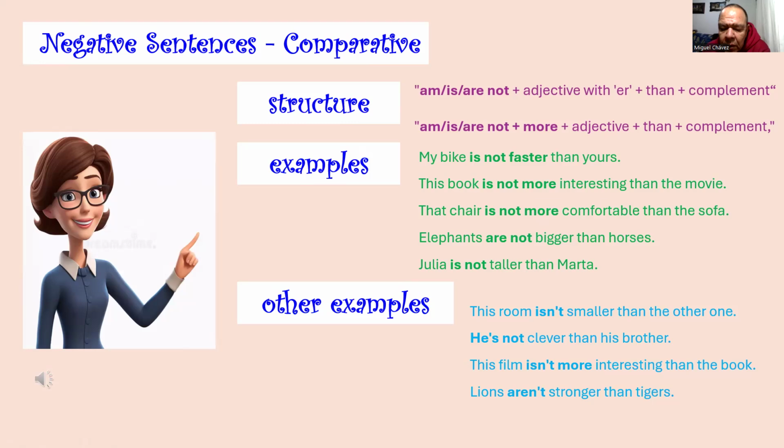To correct negative sentences with mistakes, we need to ensure that the correct comparative form is used. For adjectives that take er, we don't use more. For longer adjectives, we use more and the basic form of the adjective. Look at these other examples. This room isn't smaller than the other one. He's not clever than his brother. This film isn't more interesting than the book. Lions aren't stronger than tigers.